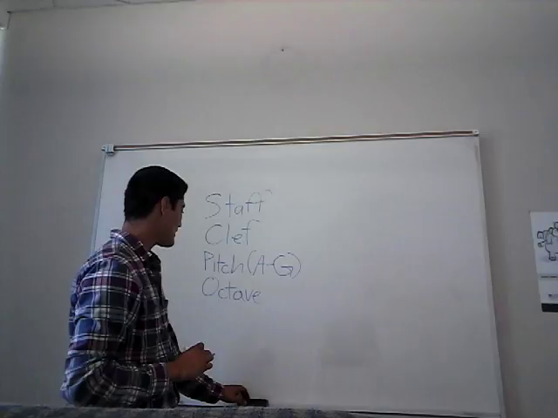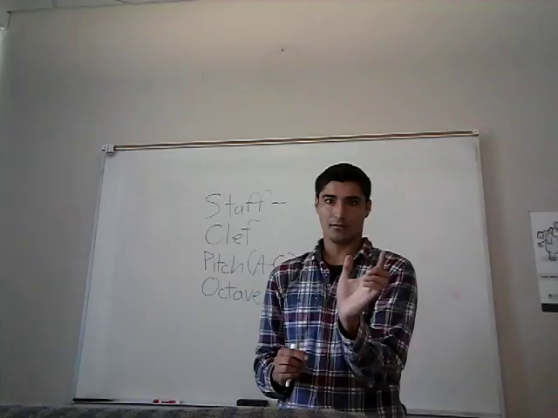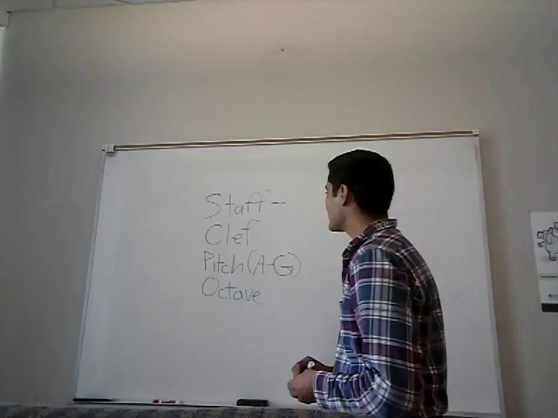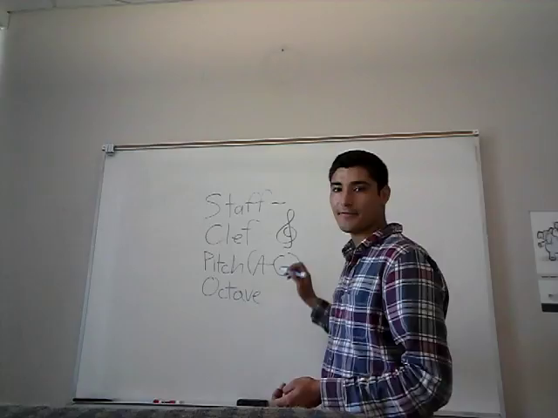Yes, now, beginning with staff. Your staff is, when you have music written on paper, it's always five lines. And what you're going to find is something called a clef, which usually looks like something like this. I don't know if this looks familiar to you or not, but this is called a G clef.